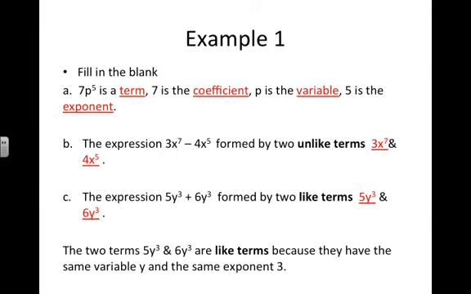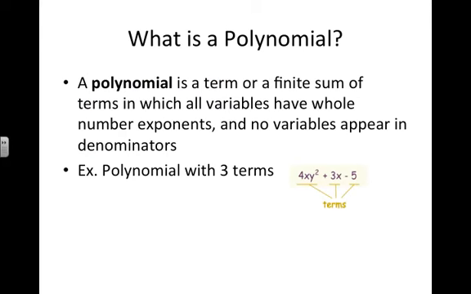The expression 5y cubed plus 6y cubed is formed by two like terms, 5y cubed and 6y cubed. The two terms are like terms because they have the same variable y and the same exponent 3. So we could combine them together by just adding the coefficients. 5 plus 6 is 11, so it would be 11y cubed.